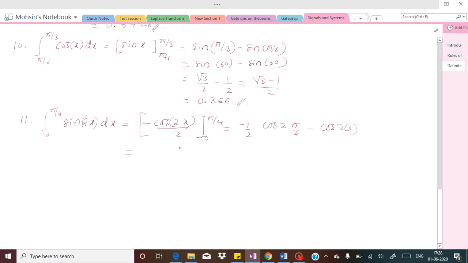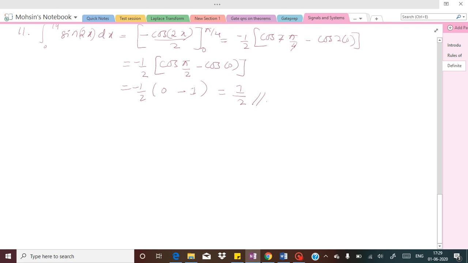Okay, so minus 1 by 2 times cos of pi by 4 into 2 is going to be cos of pi by 2 minus cos of 0. We know that cos pi by 2 is 0 and cos 0 is 1. So therefore it is going to be minus 1 by 2 into minus 1, plus 1 by 2.